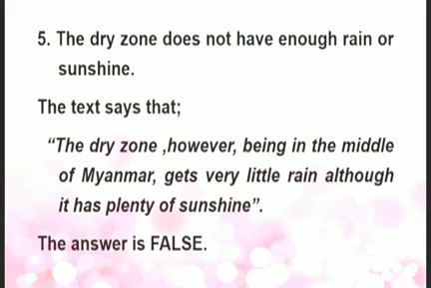In the fifth question, the given statement is, the dry zone does not have enough rain or sunshine. For this question, the text says that the dry zone, however, being in the middle of Myanmar, gets very little rain, although it has plenty of sunshine. Both sentences give you different information. That's why the correct answer is false.